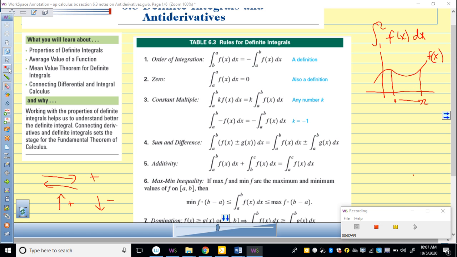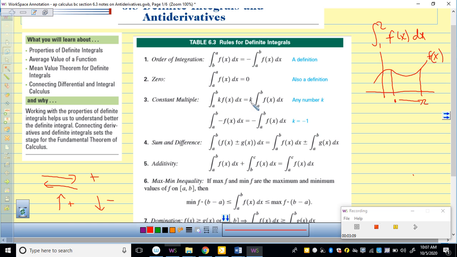All right. Definite integrals have a constant multiple property, just like derivatives, and we can pull that out in front. So the integral from a to b of k times f of x dx is the same as k times the integral from a to b of f of x dx. And that constant could just be a negative that we can pull in front.